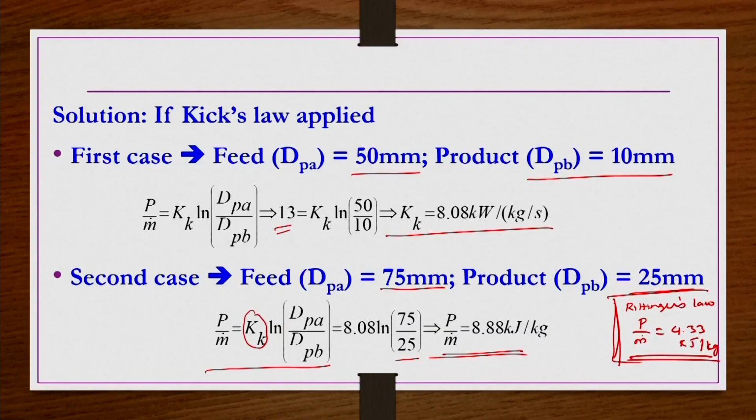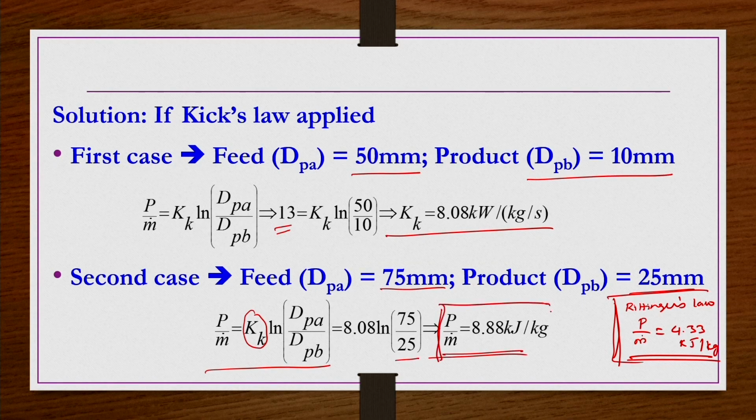If you are doing coarse reduction, then the power requirement numbers given by Kick's law are more reliable, and the power requirements given by Rittinger's law are more reliable for fine size reduction. In this case, both product and feed are bigger sizes, like 50 mm, 10 mm. So, they come under coarse size reduction. So, for this problem, whatever numbers you get by Kick's law are going to be more reliable.